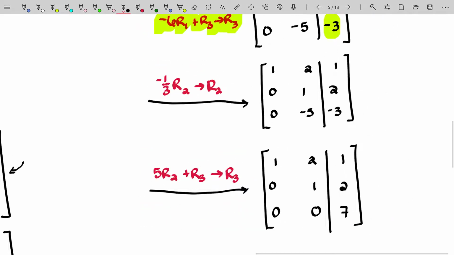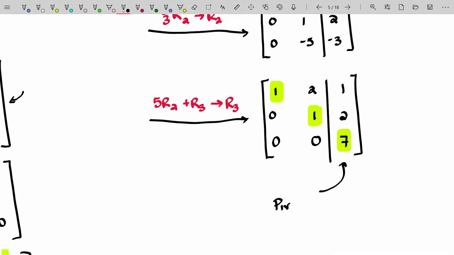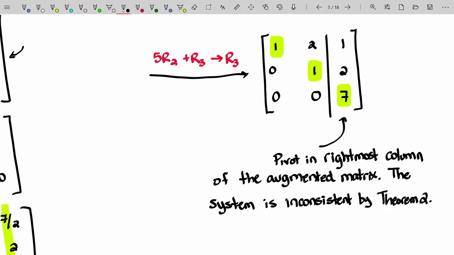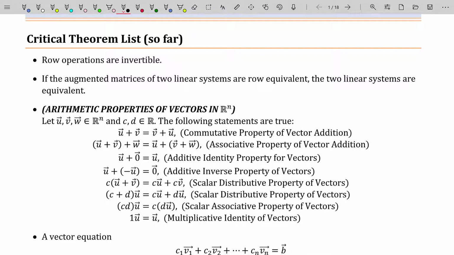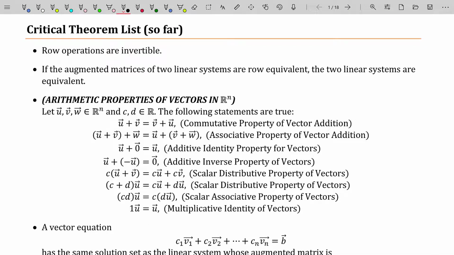And we get to where we have a pivot in column 1, column 2, and column 3. And that column 3 is the rightmost column in an augmented matrix, which means the system is inconsistent by theorem 2. And that's what I say right here. If you're wondering what I mean by theorem 2, I keep a critical theorem list at the start of every section for my students, and these are just theorems that we have gone through so far. Not all of them, actually. I've erased quite a few, but they're the major theorems that you kind of use throughout linear algebra.